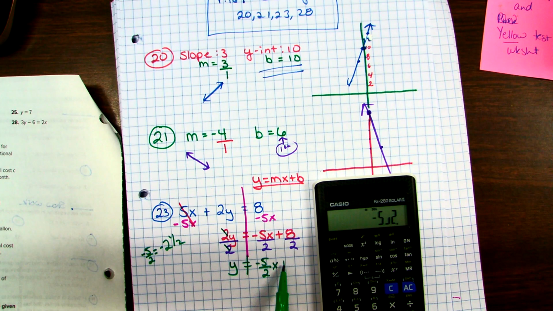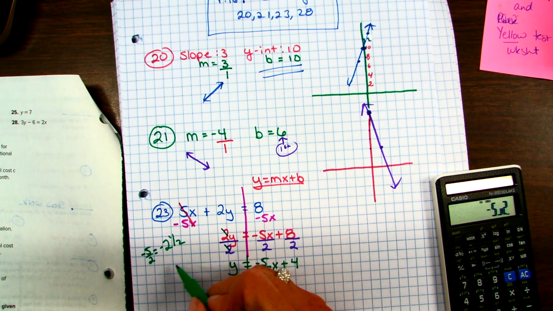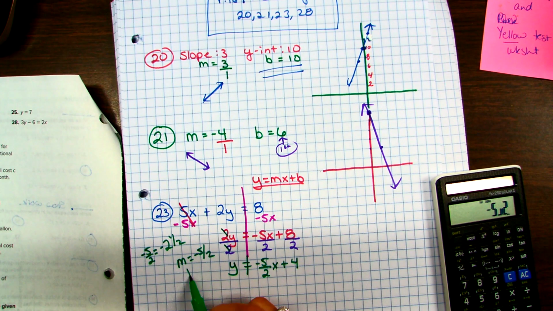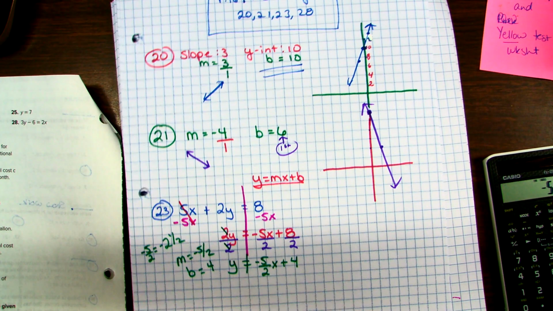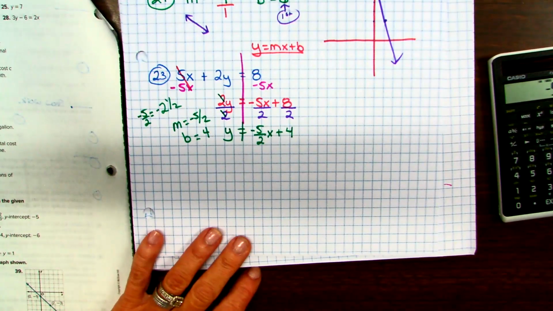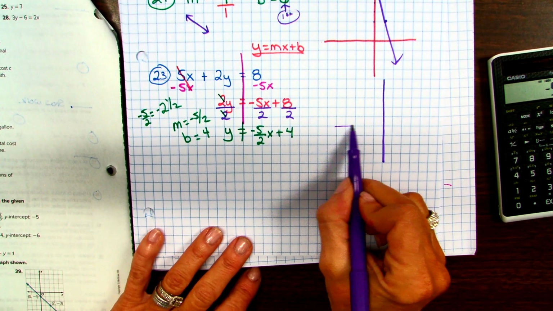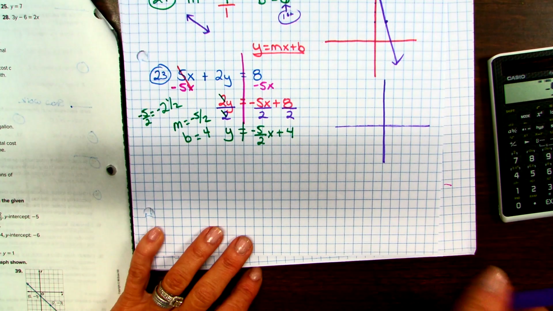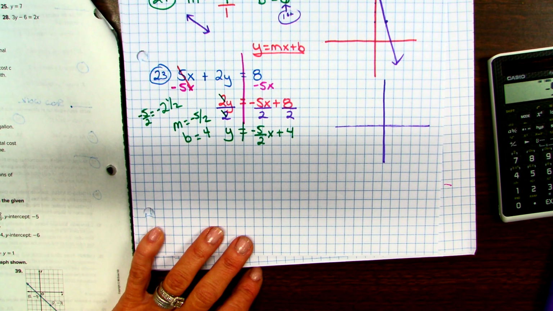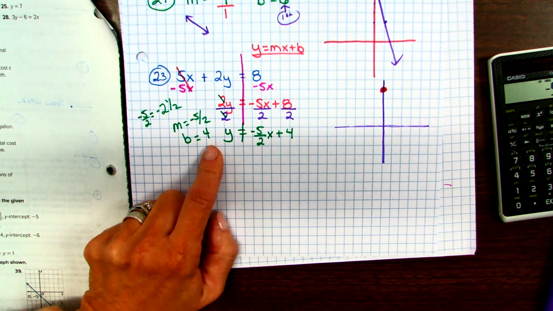And 8 over 2 would give you a positive 4. Okay? So not fun, but sometimes we have to do these. So I have an m of negative 5 halves. I have a b of 4. I'm just going to keep it counting by ones. Always graph your b first. b is your y-intercept. First point goes on the y-axis. Positive 4: 1, 2, 3, 4. Half done.